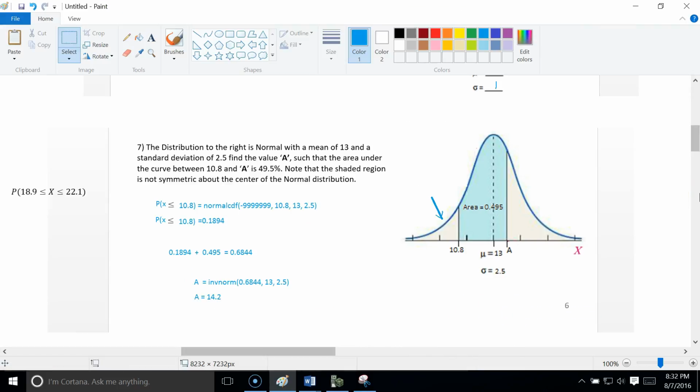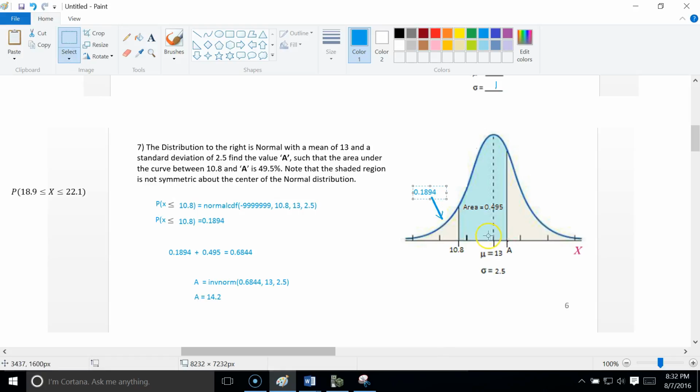Okay, so we have the probability that x is less than or equal to 10.8 was normal CDF of negative 99999 up, comma 10.8, comma 13, comma 2.5. And that gave us a result of 0.1894. That means that this value right in here is the area of 0.1894. Let's put that on there. So this area is 0.1894.